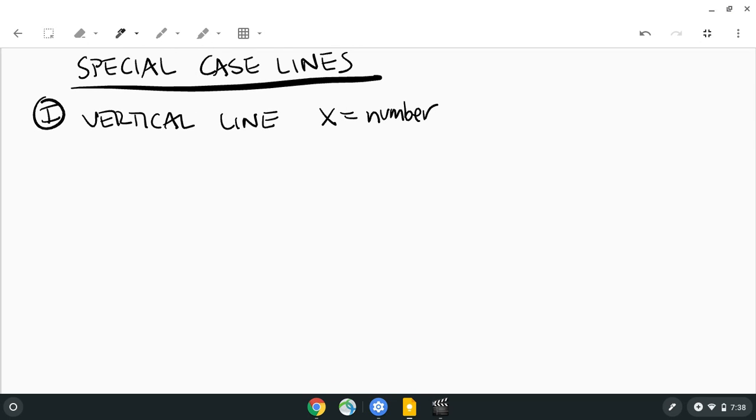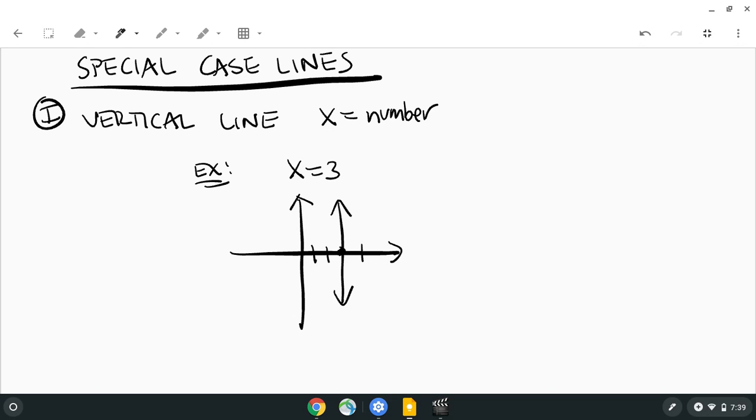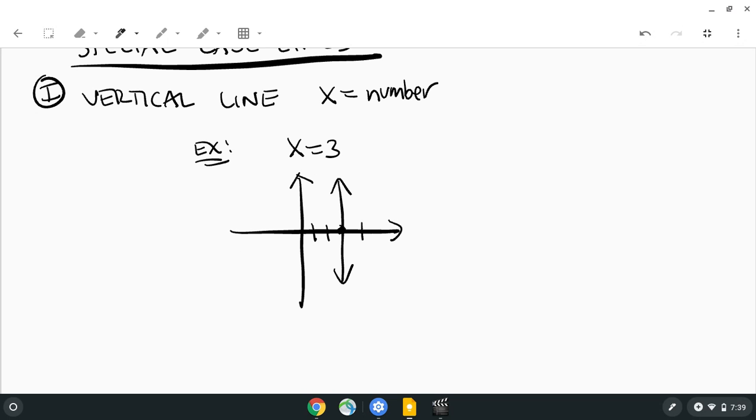Okay, and so here's an example. So maybe you have x equals 3 and they say graph this equation, x equals 3. Okay, so then this is going to be a vertical line. 1, 2, 3, 4. This is going to be a vertical line that passes right through x equals 3. Okay, so it passes through x equals 3 and it's a vertical line. So that's a special case line.